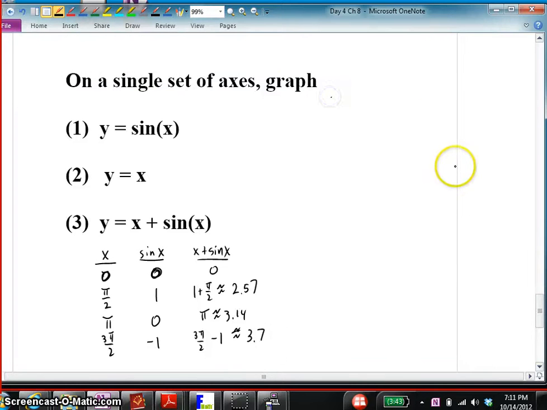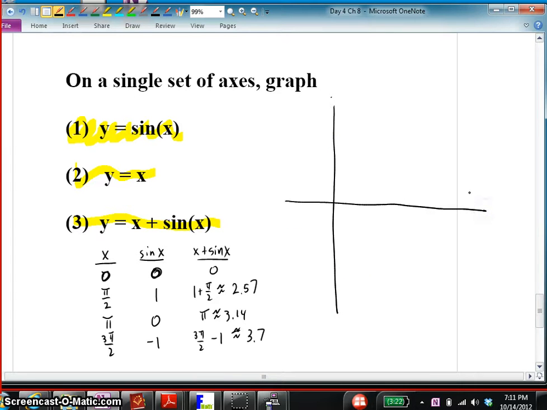The task was to graph these three things on a single set of axes: y equals x, y equals sine of x, and then y equals x plus sine of x. It's kind of unclear how to start this, so I'm just going to make an axis here. That's 1, that's 2, that's 3, and so forth.